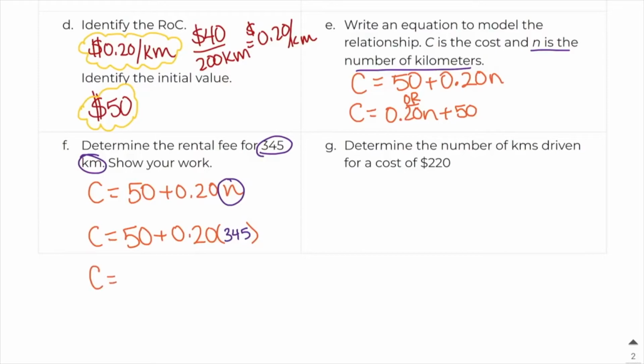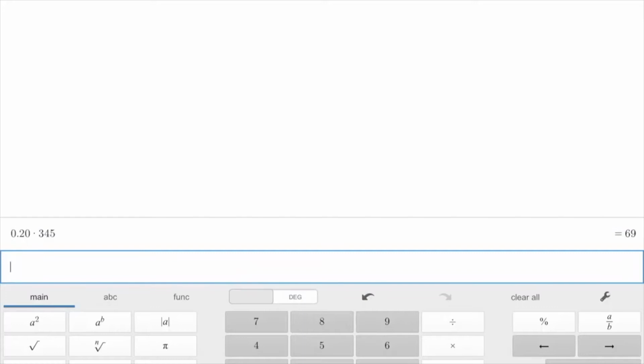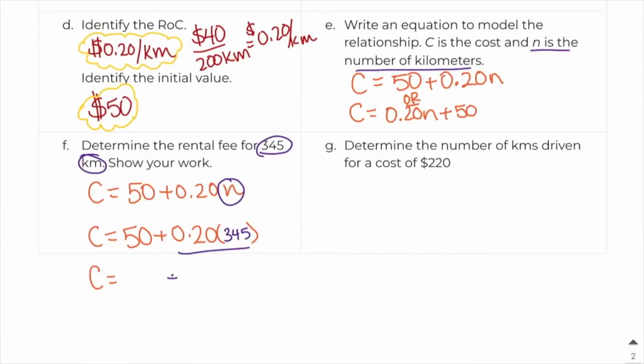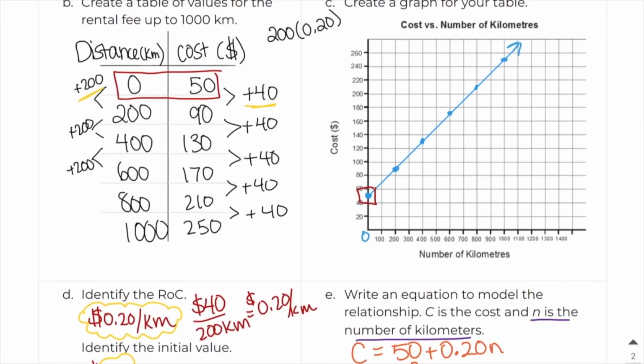So now I can go ahead and figure out what C is equal to. The first thing I would need to do is identify what 0.20 times 345 is. And I get $69. So I'm going to write plus 69, but we also have $50 that needs to get brought down. And when I add those two numbers together, I end up getting $119. Let's see if that answer makes sense. If you look here, we'll go to 345 on our graph right here, and we can see, yep, it's approximately $120, which is very close to $119. So this answer does make sense.